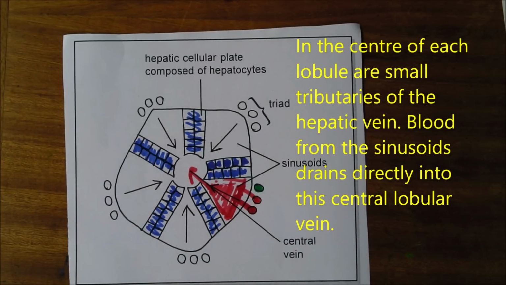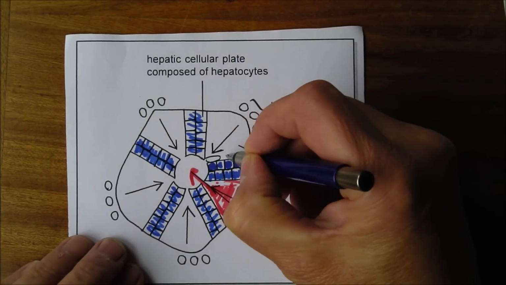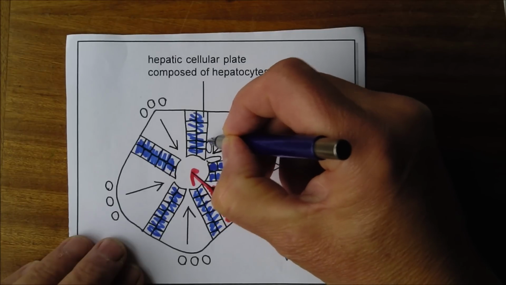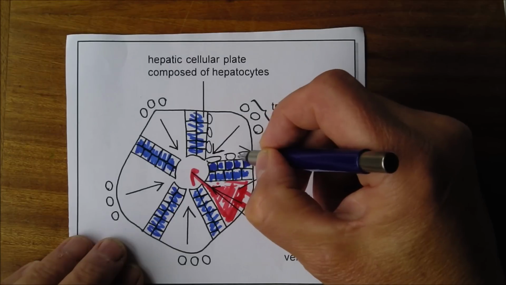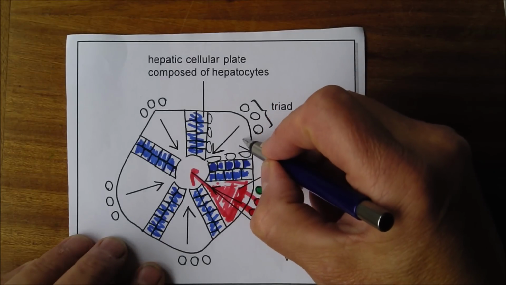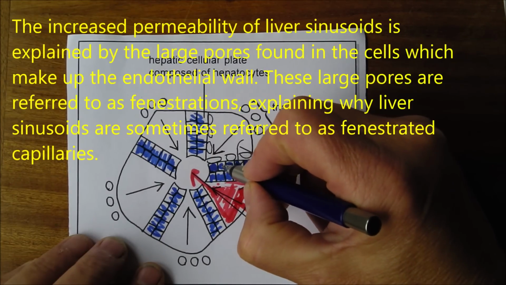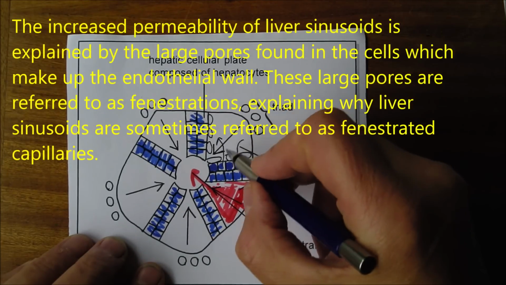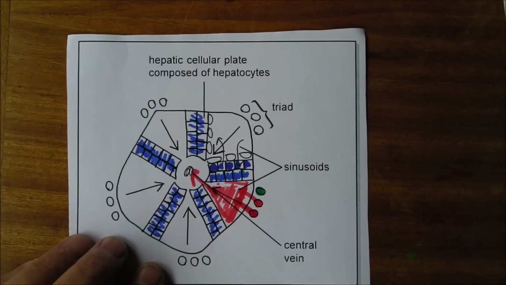And as the blood goes through, if we draw the capillary walls of the sinusoid here, and exaggerate the size, we see there's very large gaps in between the individual capillaries, so blood components can get to the hepatocytes, and from the hepatocytes back into the blood, so there can be exchange. And then when the material has been processed, it will drain into the central lobular vein.